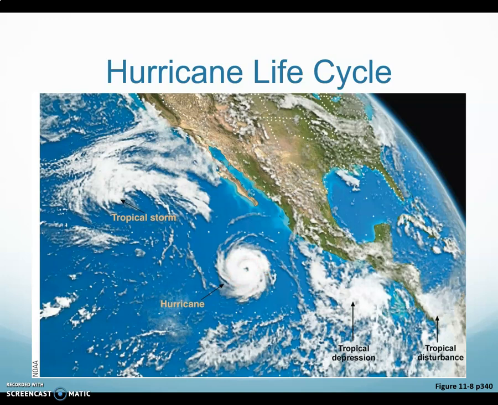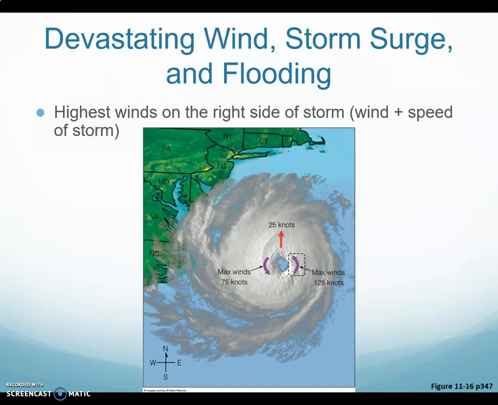Okay, so you've got a hurricane. It's moving along. Where is the damage going to occur? What can cause the damage? Well, the first cause of damage is wind.